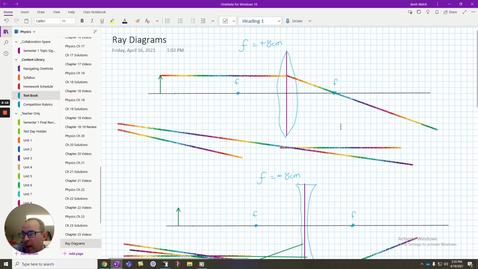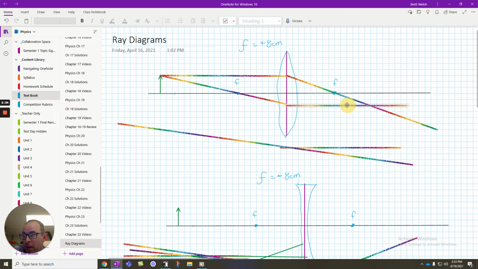The next ray that I want to draw is a ray that goes from that same tip through the focal point, and down until it hits the center of the lens. Always wanting to make sure that I'm ending my line at the center of the lens. From there, it should come out parallel because it went through the focal point. It should now come through parallel.